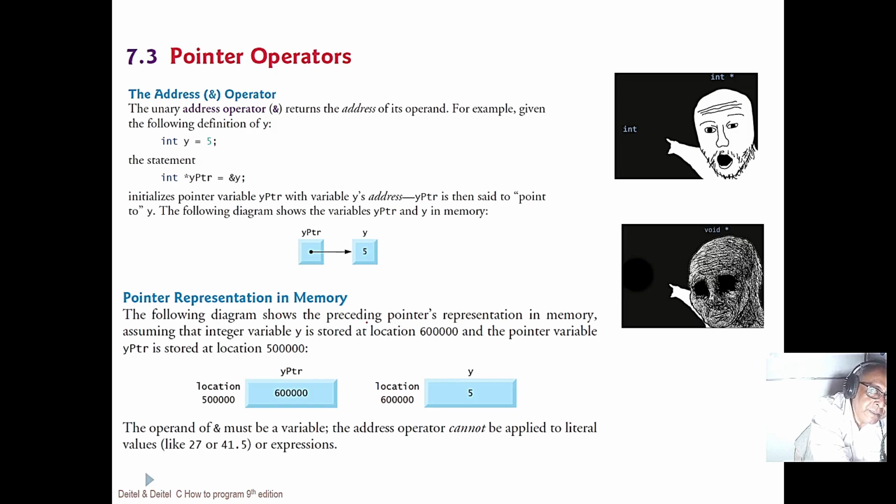Pointer operator: address-of is one operator. See here, this is a pointer to integer, like in the first picture. This points to an integer, and this is a void pointer. We'll discuss this void pointer.